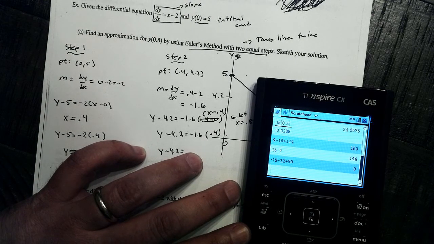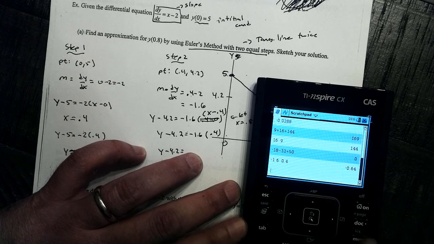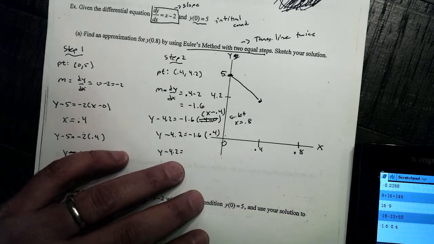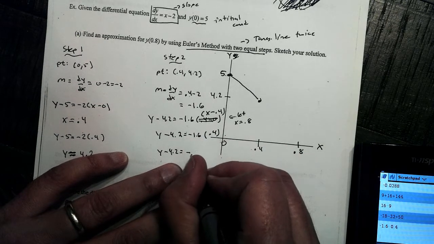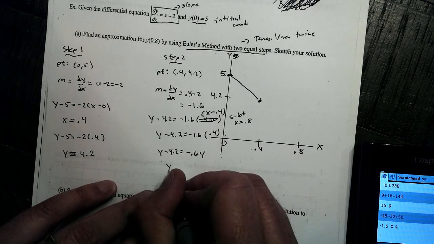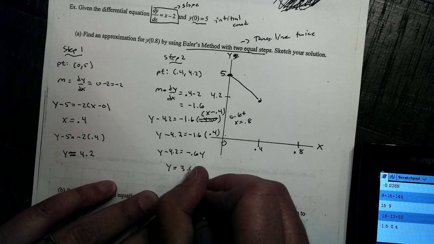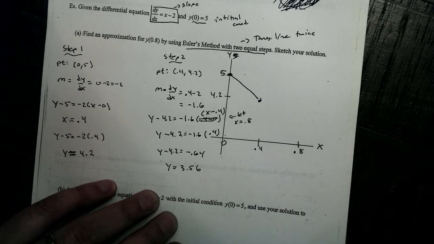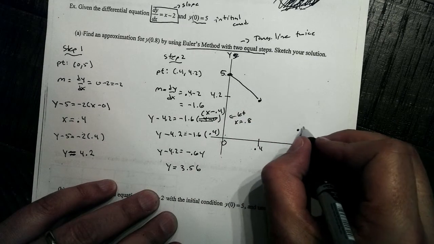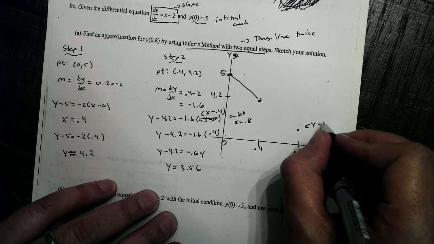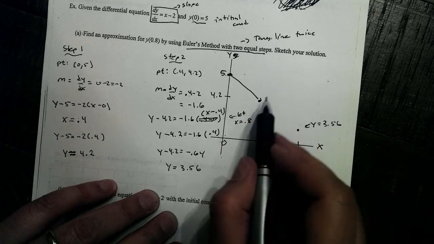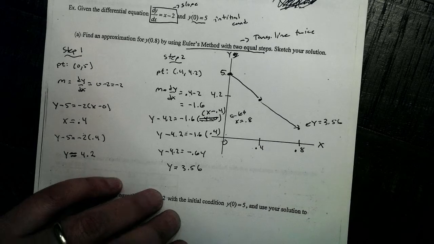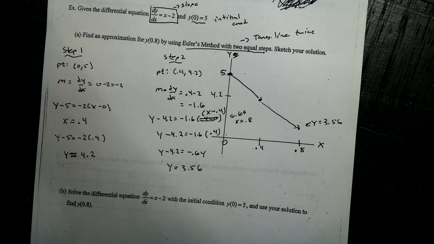So we would go negative 1.6 times 0.4, and that becomes negative 0.64. And solving, we would get y equals 3.56. So we are approximating our value here, a y value of 3.56. And it's just another way to approximate our value.